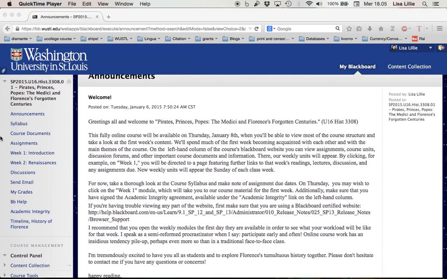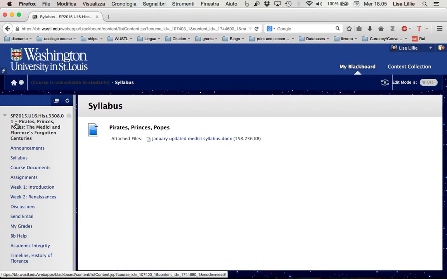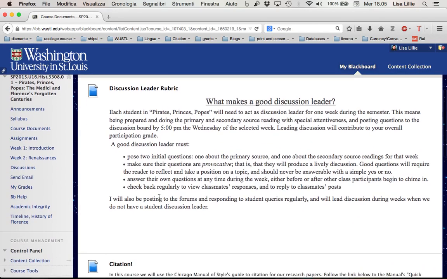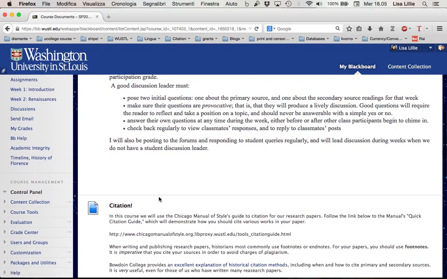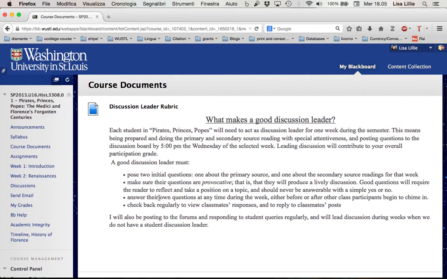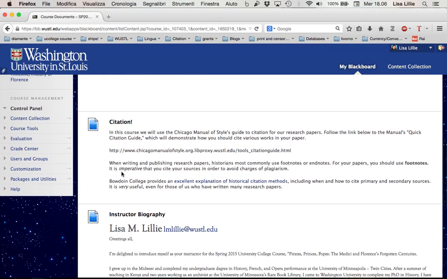Over here in the left-hand column, we have some of the main components of our course, including the syllabus, which you can access here, clicking on this link, as well as course documents. In this section, essentially what I've included are rubrics and other helpful hints and information about our course assignments. So at the top, for example, I have a rubric about leading discussion, including expectations as well as advice, and citation, which is all important when it comes to doing historical research.